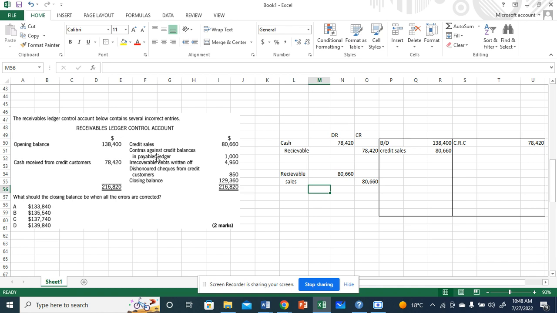Contra against credit balances in payables ledger. Remember, contra entry, both the receivable and the payable are reducing. So for a contra entry, the journal entry is you debit the payable because the payable is reducing, and you credit the receivable. I hope we remember the contra settlements. Do you remember this?